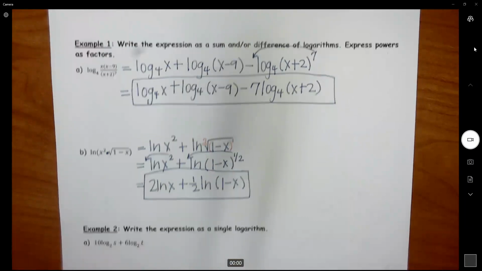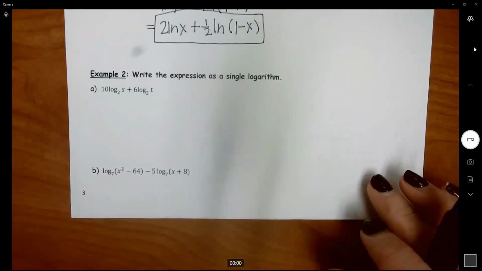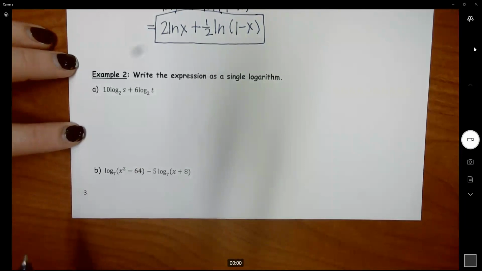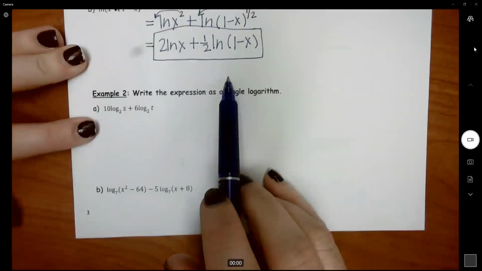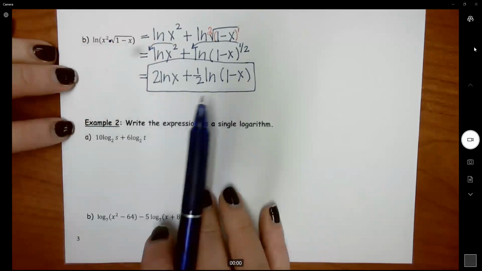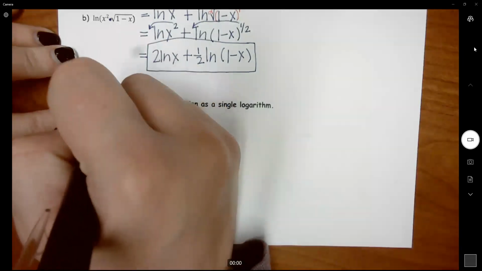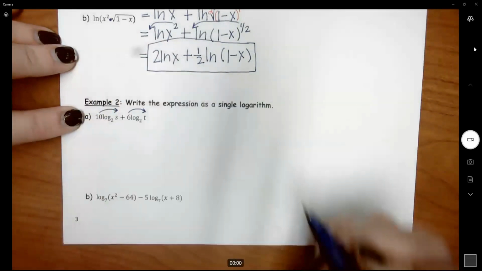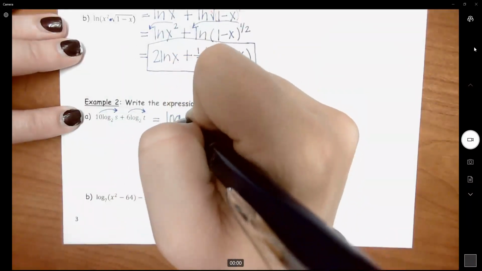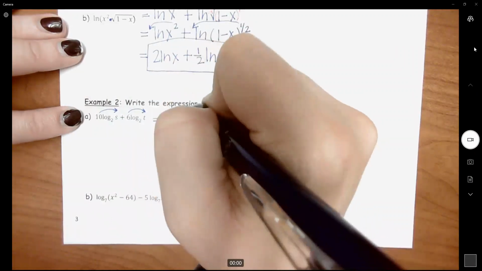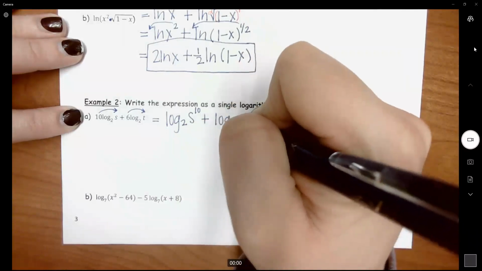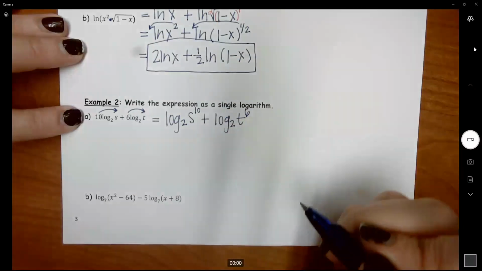Okay, so now in example 2, let's go the opposite way. I now need to write this as a single log. Here I have 2. And here I also have 2. So the first thing we're going to do is the last thing that we did here, which is always move those exponents in front to factors. So when I have factors here, I need to move them back to exponents. So we've got log base 2 of s to the 10th power plus log base 2 of t to the 6th power.